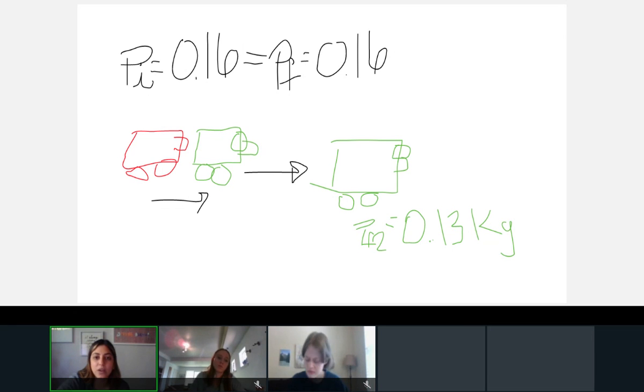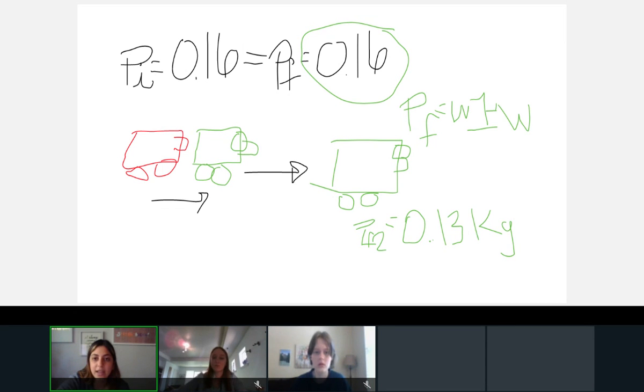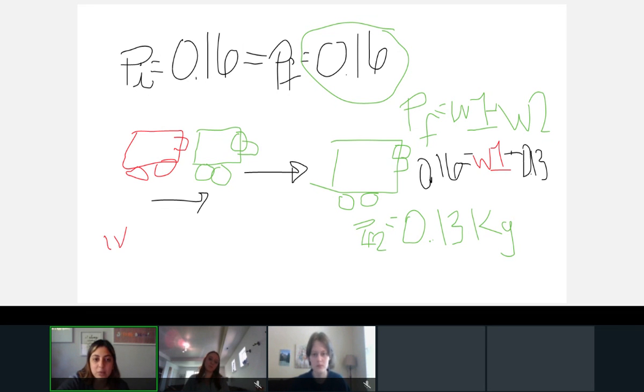So if we're trying to find out, remember that our final momentum is wagon one plus wagon two. And we know that the final momentum is going to be 0.16 because it has to be the same, it has to be conserved. We don't know what wagon one is yet because that's what we're trying to solve for. But we know that it has to be added to wagon two, which was 0.13. So then what is our wagon one final momentum going to be?